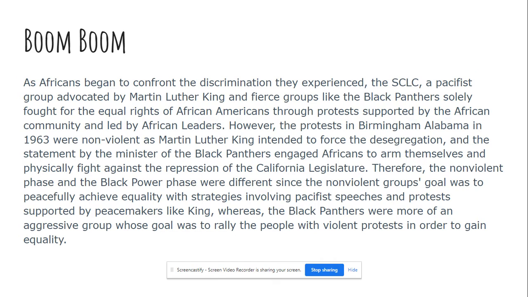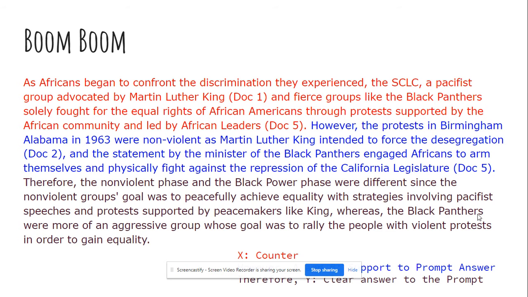It's very clear here that their conclusion is that these groups are different. And notice that it doesn't just say these two groups are different. No, it gives an example, right? It goes on to say that the strategies were different, and here's how they're different. Integrationist phase: using pacifist speeches, nonviolent protests, guys like Martin Luther King. Black Panthers, on the other hand, not doing that. You might want to throw in the years here, even in parentheses, like the years of the two movements, but very well done.